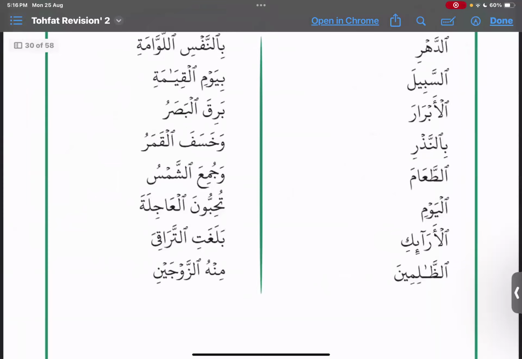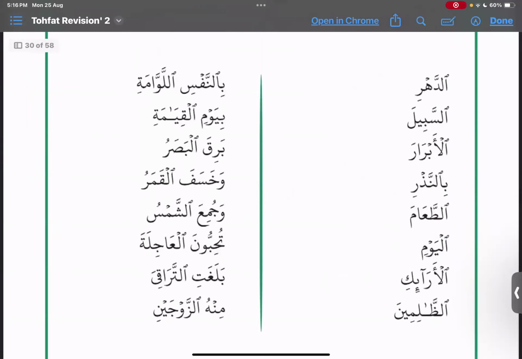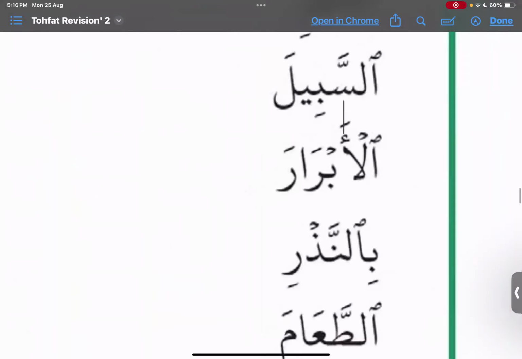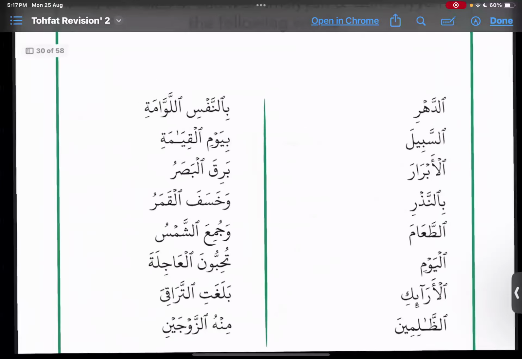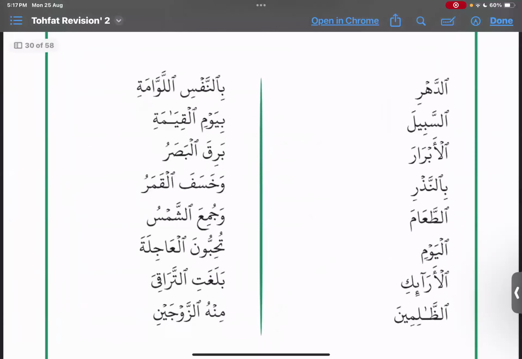Or, see if there are any other examples. Over here, I have lam followed by a Hamza. Yes, it's written as like a lam alif, still pronounced exactly the same. Qamariya. Al-abrar. Pause the video and have a go at each of these exercises.